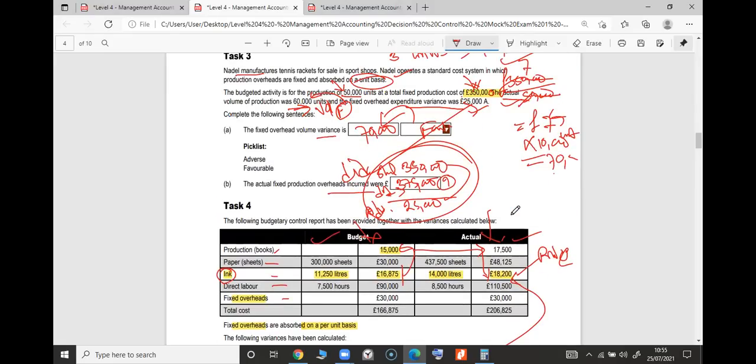Efficiency means, sorry, usage. For ink, you can't say efficiency, it's usage. Ink and paper usage. Labor rate and efficiency is there. Usage is adverse, is it? Usage, yeah, Samuel. Ink usage, how do you do it?